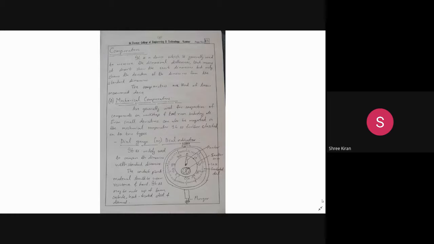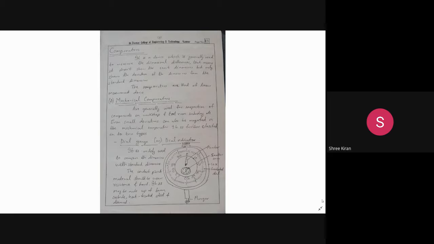The mechanical comparators are generally used for the inspection of components in workshop and tool room industry, etc. Even small, very small deviations can also be magnified in the mechanical comparator.